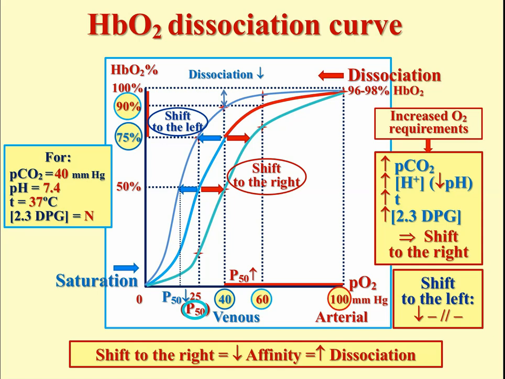On the basis of P50, you can make a conclusion if there is a shift to the left or a shift to the right. Of course, shift to the right is more widespread, because the situation of hypocapnia, alkalosis, and decreased temperature is not as frequent as the opposite situation of hypercapnia, acidosis, and high temperature. But all this happens.